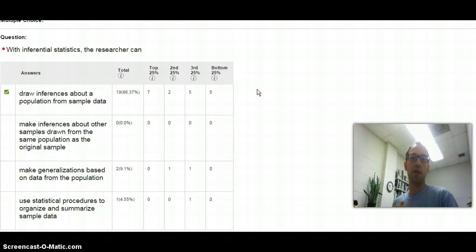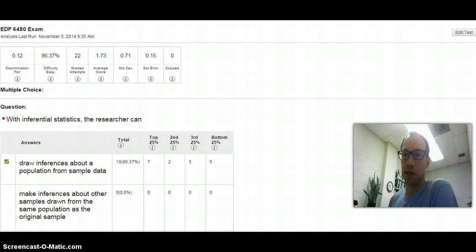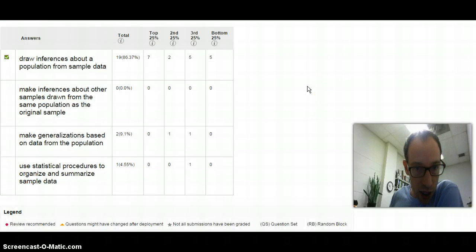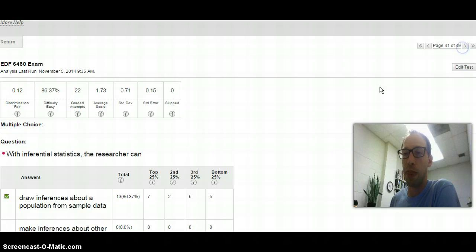Okay. Inferential statistics. The whole point is to be able to say something about the population, which is what you care about, from the sample, which is what you have. And the reason we're making the generalizations is because we're making them based on the data we get from the sample. We don't even know what the data is for the population a lot of the time.